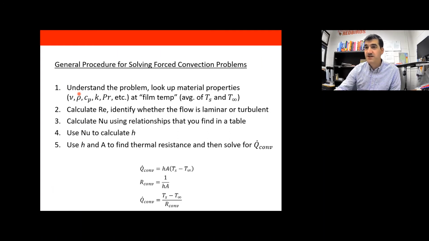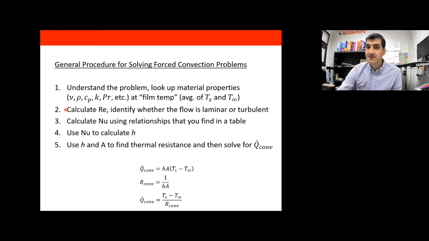So usually the temperature that we use to look up these properties is called the film temperature. And that is an average of the solid surface temperature and the bulk fluid temperature. So you take that average and you call that the film temperature, and then you look up these material properties for the fluid at the film temperature. All right, so that's just gathering what you need to solve the problem.